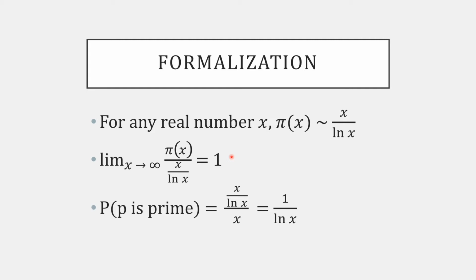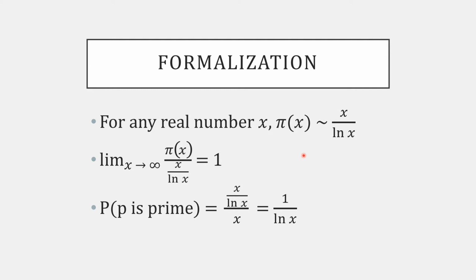Now, when we add this limit as x approaches positive infinity in front of this ratio, what we're saying is that as we consider larger and larger real numbers x, the result of this ratio approaches 1. In other words, as we consider larger and larger real numbers, this approximation gets more and more accurate.